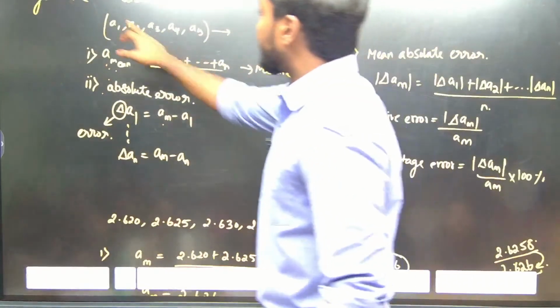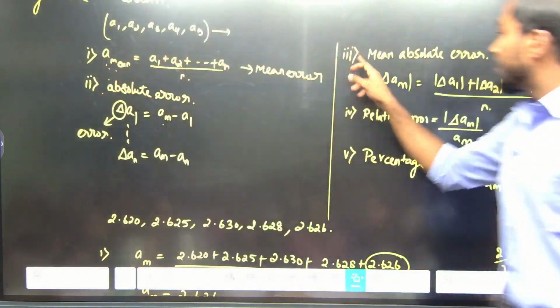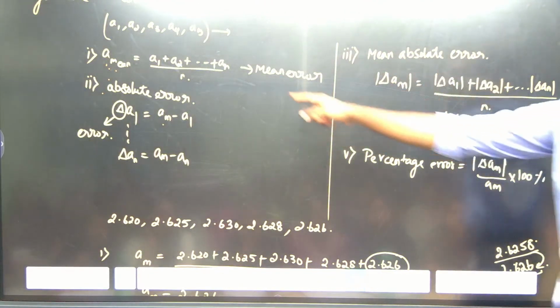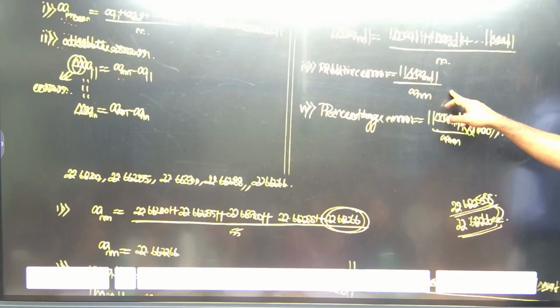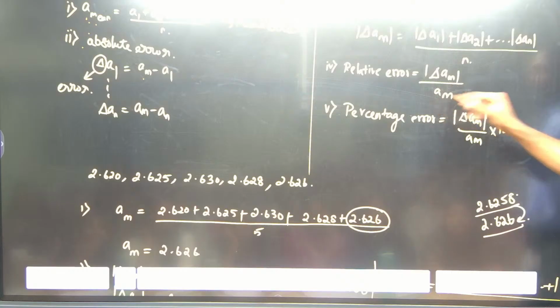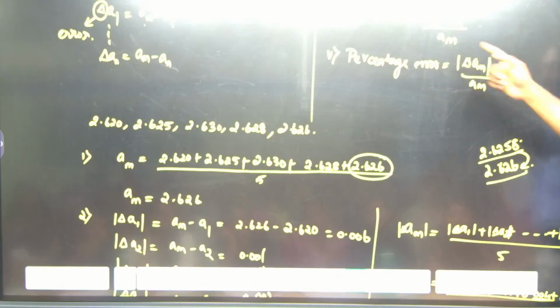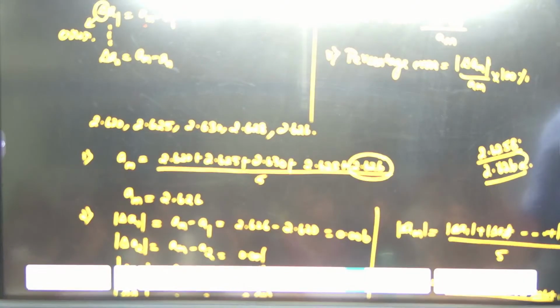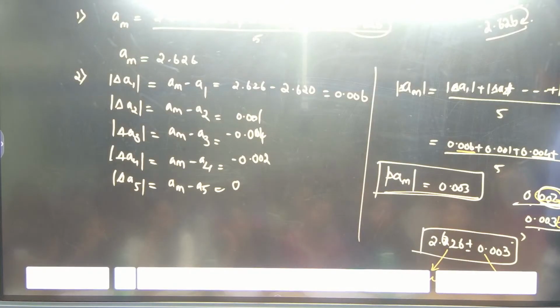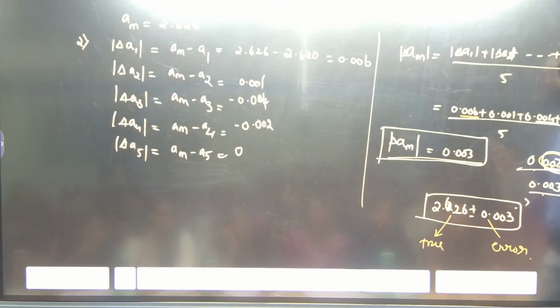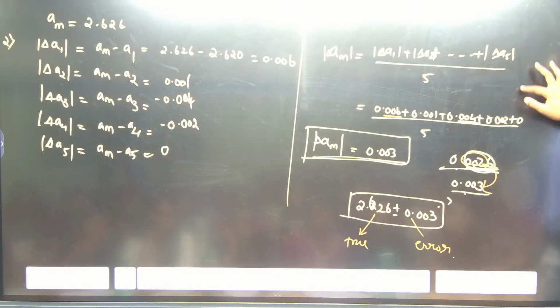Mean is nothing but the average. Mean absolute is the average of the absolute errors. Then relative error: if they are asking relative error, I should consider delta am by am, and percentage error is nothing but relative error into 100%. Now the question is, they have given 5 values and I need to find the errors. What is the first step we have done? To find the mean. Next, absolute error. Third, the mean absolute error we got.